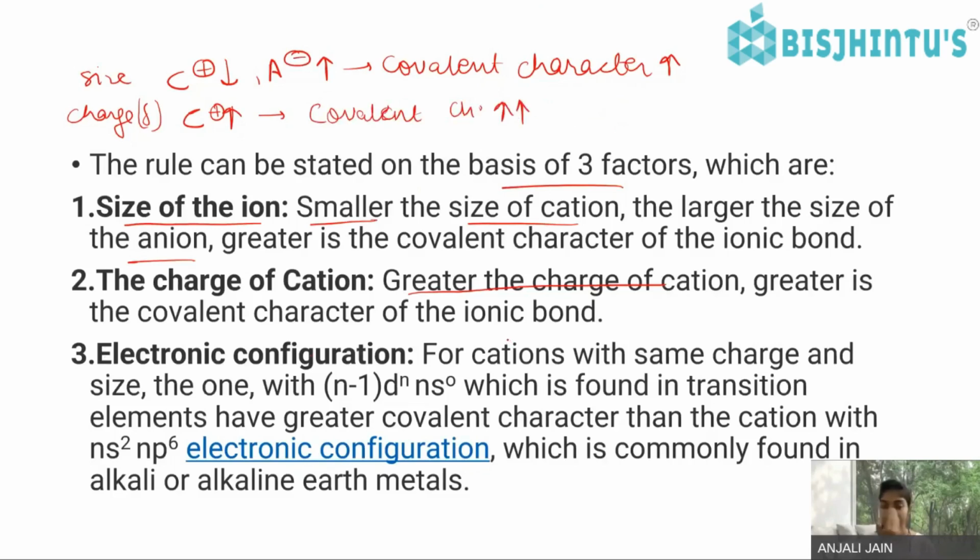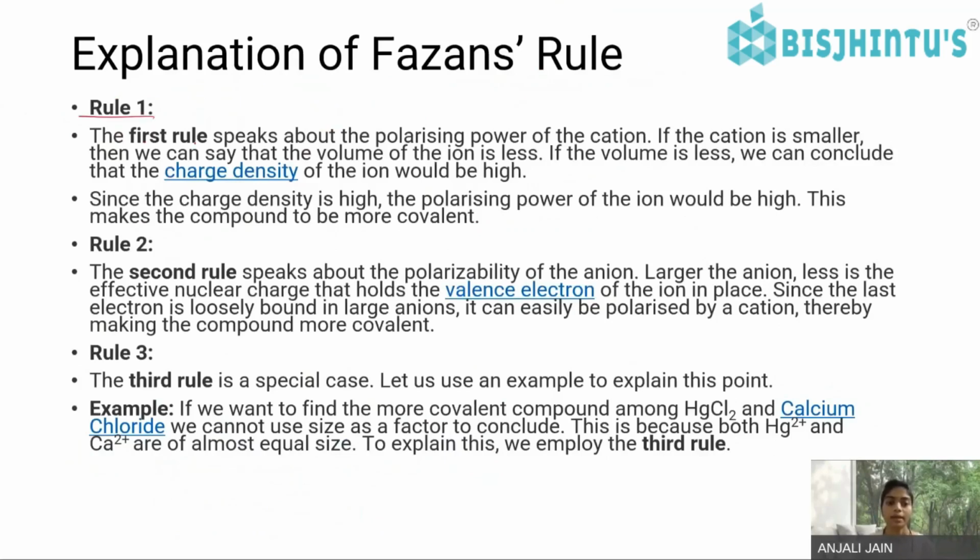Now, electronic configuration for cations with the same charge and size. The one with (n-1)d^n ns^0, which is found in the transition elements, has greater covalent character than the cation with ns2 np6 configuration. If the cation is having (n-1)d, it is filled in the d orbital; if it is filled in the ns orbital, it is commonly found in the alkali or alkaline earth metals. This electronic configuration is found in transition elements, and this is found in alkali and alkaline earth elements, like sodium and magnesium.